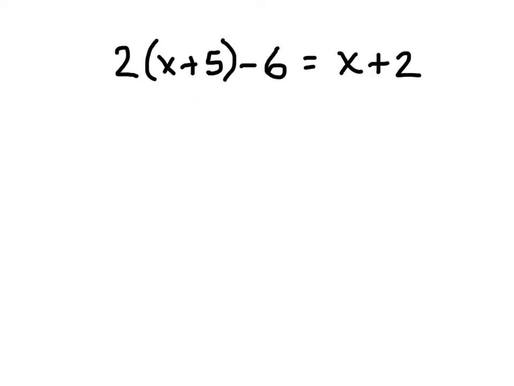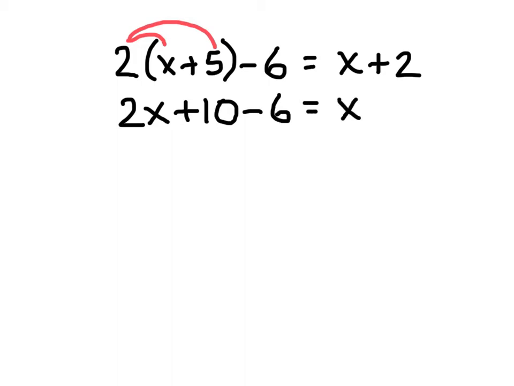All right, so here we have an equation where I have a parenthesis with a variable on the inside. The first thing I need to do is apply distributive property to remove that parenthesis. So I'm going to rewrite this. 2 times x is 2x, and 2 times 5 is 10. See what I've done there? By applying distributive property, I can remove the parenthesis. Now I can also combine like terms to help me solve. Here I can combine 10 minus 6, which is 4.